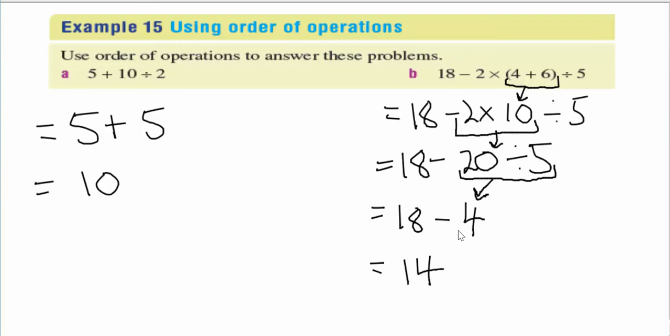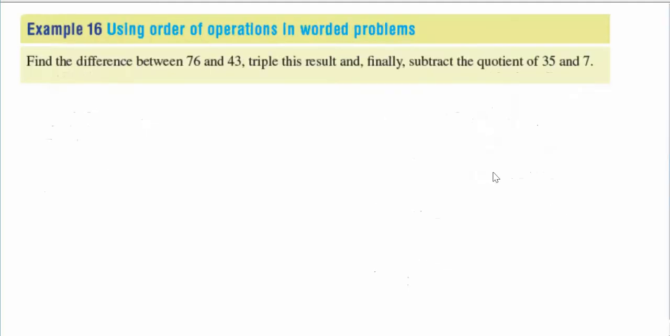Alright, so this process is really, really important, and I'm going to be hammering you endlessly on your working out to make sure you get the working out right, because it just makes life so much easier. Okay, now using order of operations in worded problems.